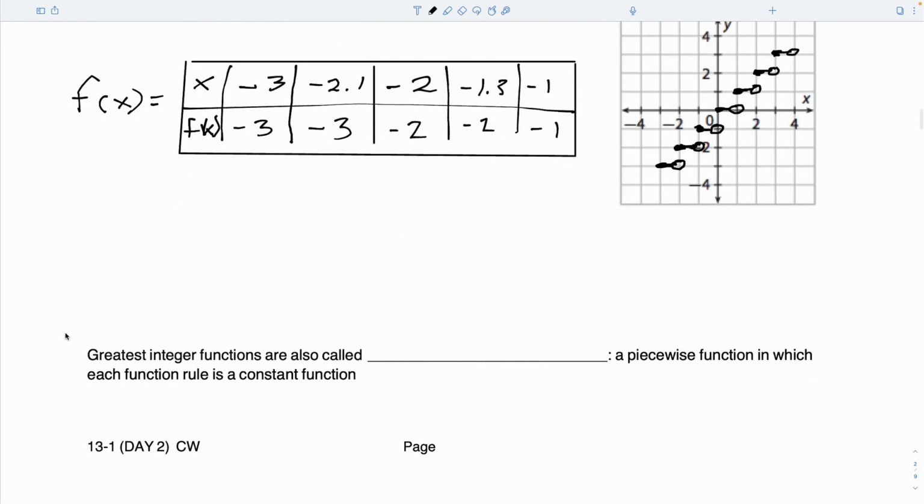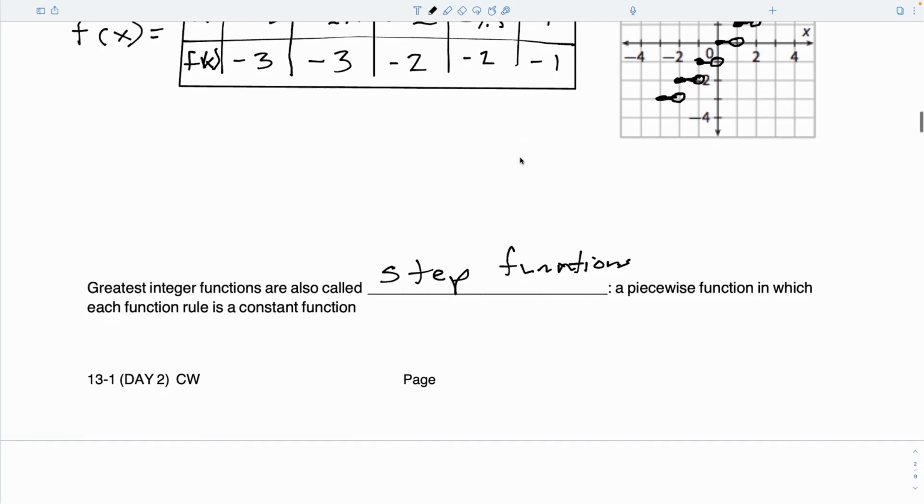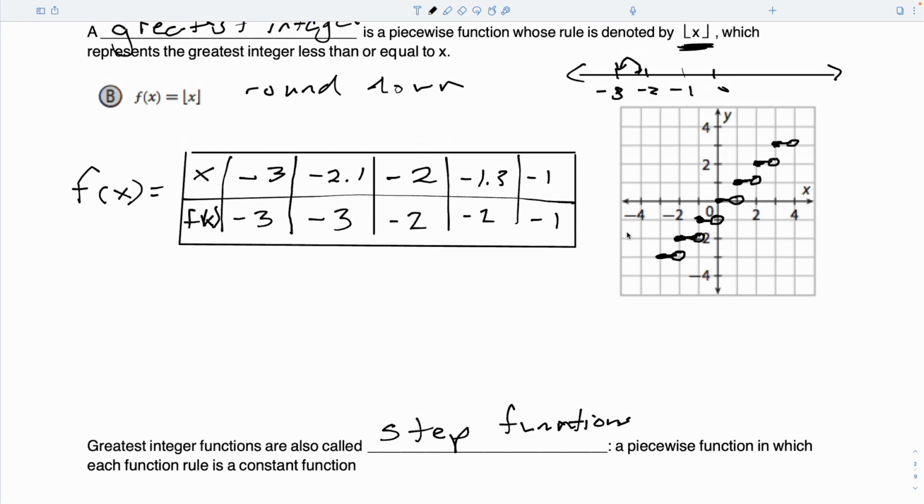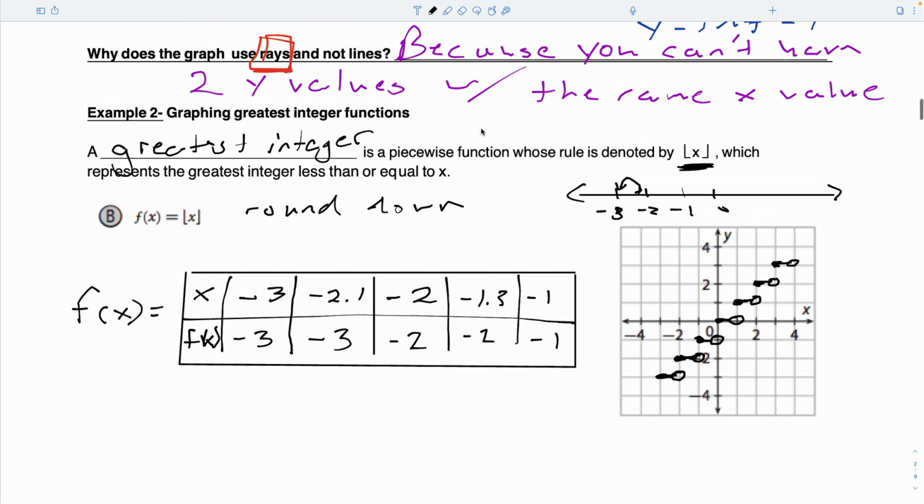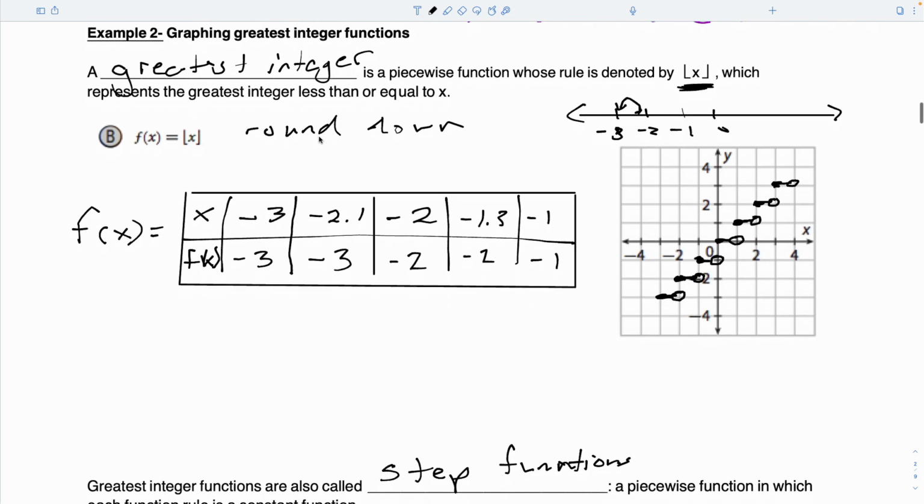Greatest integer functions are also called step functions. You kind of see why, because they look like a step ladder. You're going over and you're moving up 1. You cannot have any parts go in between. They're only whole numbers. Julia? How do you know which circle is open and which is closed? It's always going to be the right circle is open, left circle is closed. That's a pattern you'll see across all piecewise functions that have greatest integers.